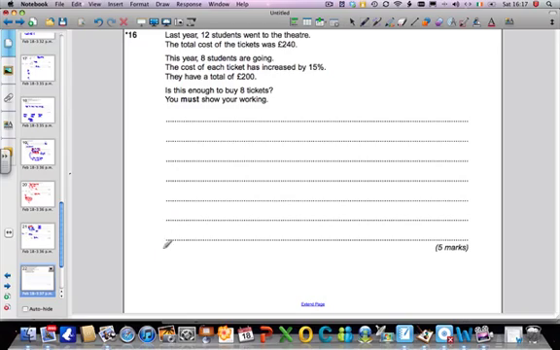Question 16. Right, last year 12 students went to the theatre and the total cost was £240. This year 8 students are going. The cost of each ticket has increased by 15%. They have £200. Is this enough to buy the 8 tickets? We've got to show our working. I'm going to start with a little picture. So we've got 12 students.